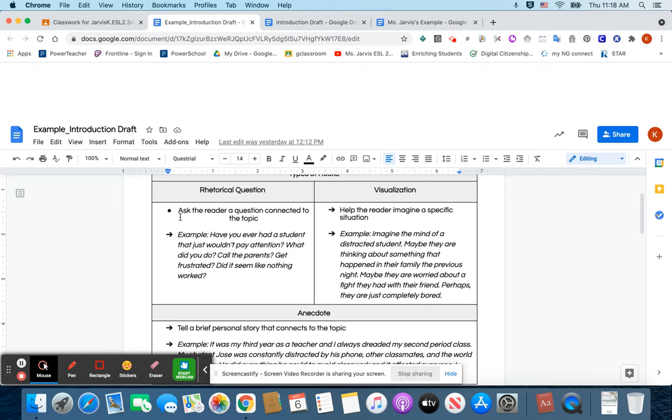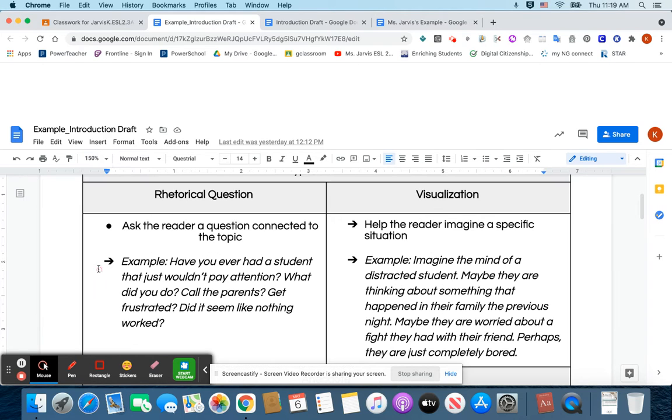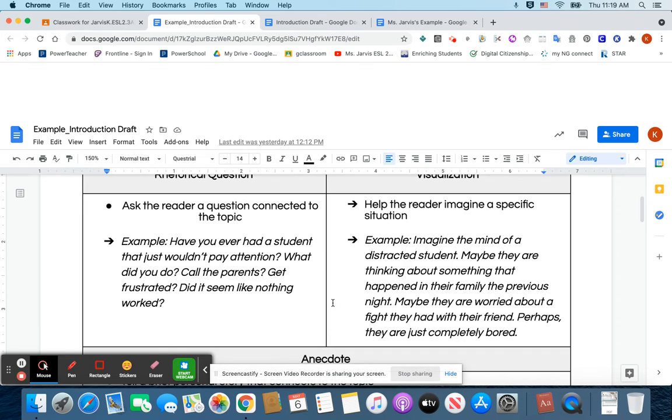Here's another possible way that I can start my essay, by using visualization. So what I'm doing is I'm helping the reader imagine this situation. Imagine the mind of a distracted student. Maybe they are thinking about something that happened in their family the previous night. Maybe they are worried about a fight they had with their friend. Perhaps they're just completely bored. So there I'm painting a picture with my words.